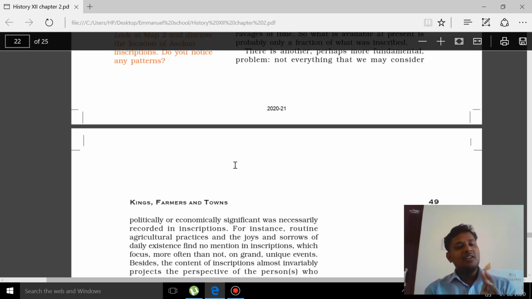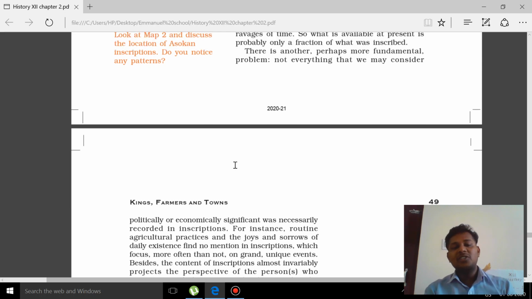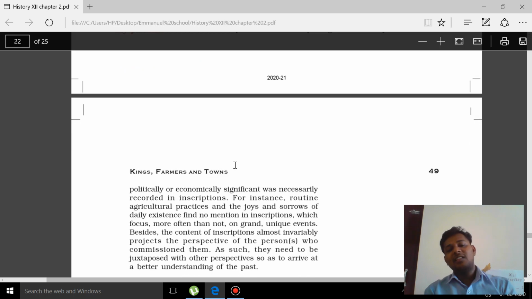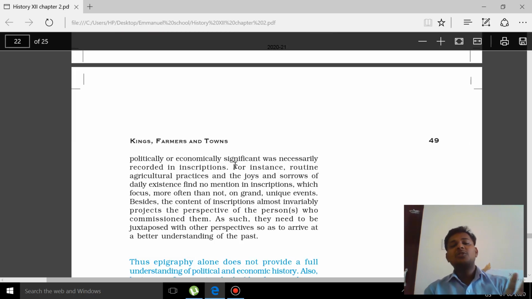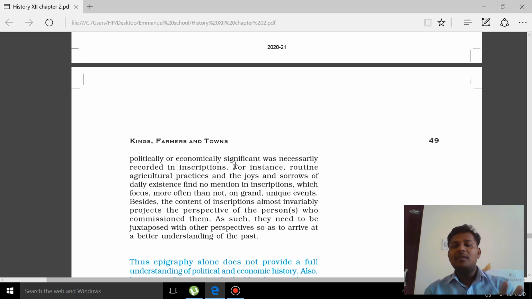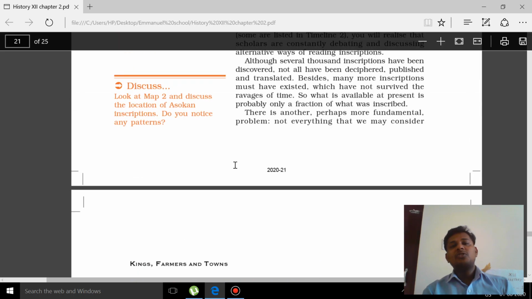It has not recorded the joys, sorrows, and agricultural routine works of the people. What is mentioned is just grand and unique events, and the perspective of the person who commissioned it; उसके perspective ही वहाँ पे inscribed है, not the common people's perspectives. As a result, to arrive at a better understanding, we need to juxtapose all the perspectives together, which is not an easy task for any scholar. So that is the conclusion of this topic.